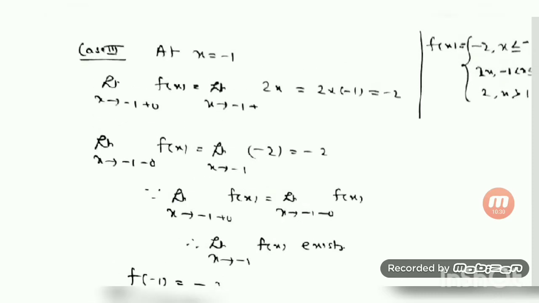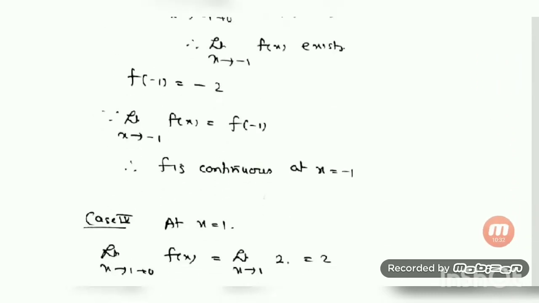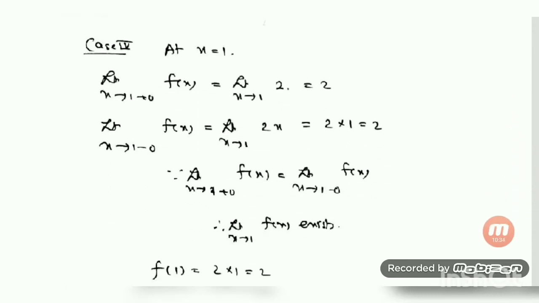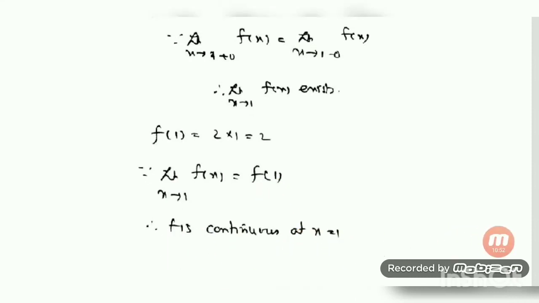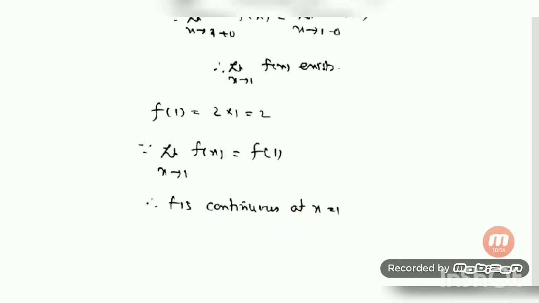Then we have to go to x equal to 1. This is the point. At x equal to 1, separately we have to do left and right hand limit. So limit x tends to 1 plus 0 f(x), for 1 plus 0 it is defined by 2. That is 2. For 1 minus 0 it is 2x, 2 into 1 is 2. Left hand limit equal to right hand limit. So limit exists and f of 1 is equal to 2. So here we have seen that limit value is equal to function value. f is continuous at the point x equal to 1. Hope you understand this type of questions now.